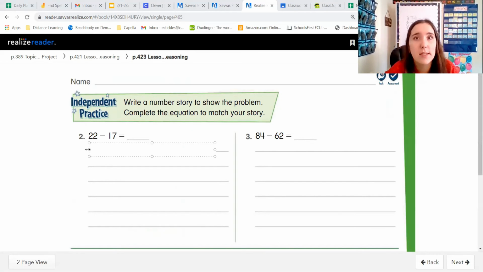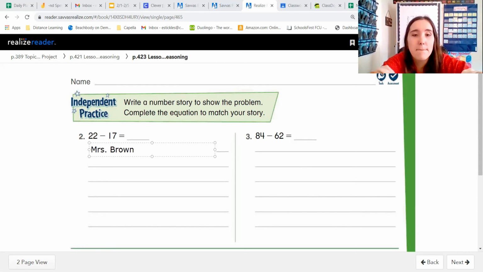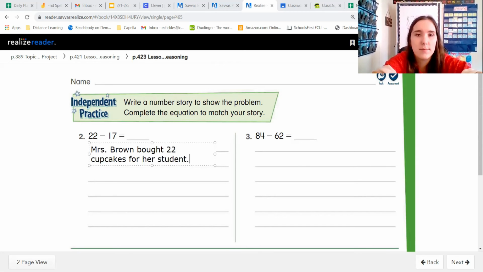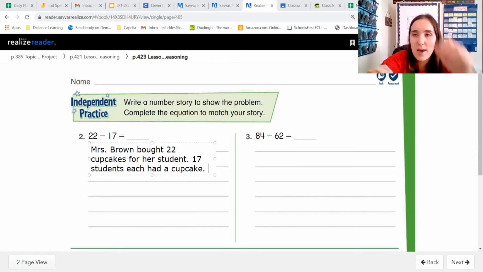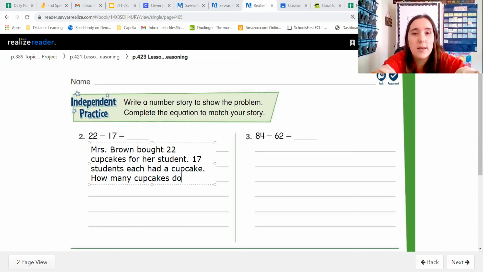Our equation is 22 minus 17. Well, let's see. What kind of story could we say? Oh, I know. I'm going to say Mrs. Brown bought 22 cupcakes for her students. 17 students each had a cupcake. So that means 17 of them ate a cupcake. How many cupcakes does Mrs. Brown have left? Okay, and that would be what we need to solve.